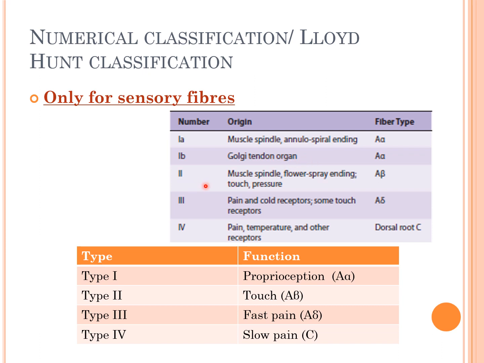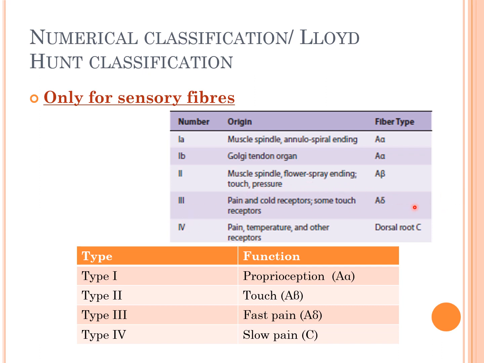Type 2 fiber is A beta fibers. What is the function of A alpha? A alpha is proprioception and motor function, but I told you this classification is only for sensory fibers, so based on the sensation it supplies proprioception. Type 2 fiber, A beta, supplies the muscle spindle flower spray ending, and touch and pressure. 1A arises from the annulospiral ending of the muscle spindle. 2 arises from the flower spray ending of the muscle spindle. And the other function is touch and pressure.